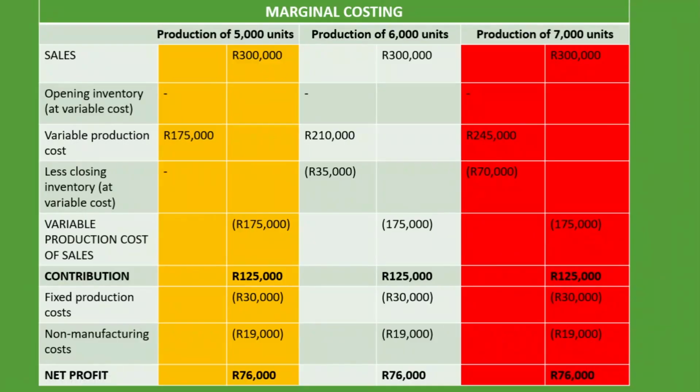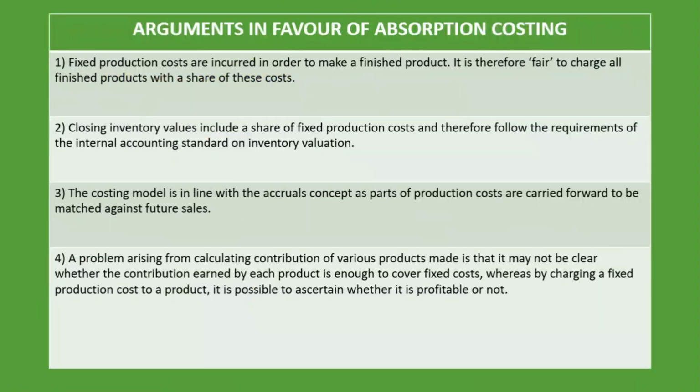Now let's quickly look at some arguments in favor of both absorption costing and marginal costing. So let's first look at absorption costing. Number one, fixed production costs are incurred in order to make a finished product. It is therefore fair to charge all finished products with a share of these costs. So these are arguments in favor of absorption costing.